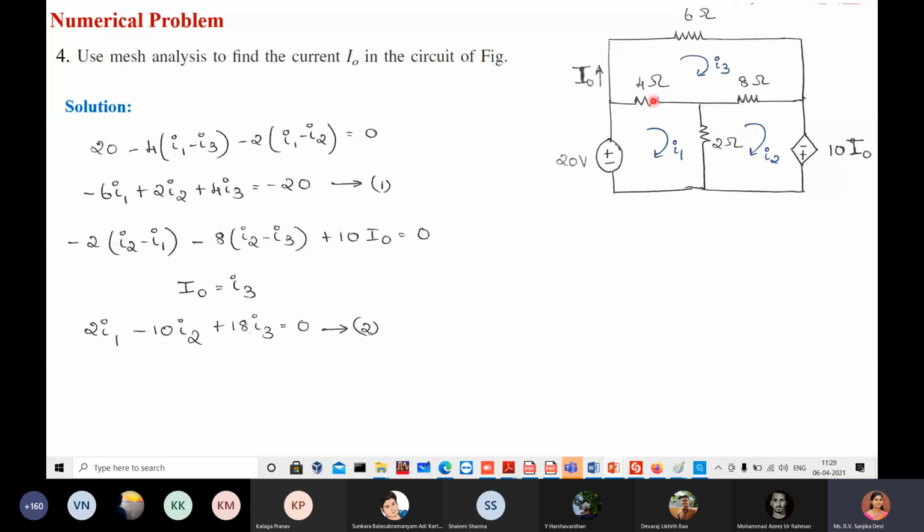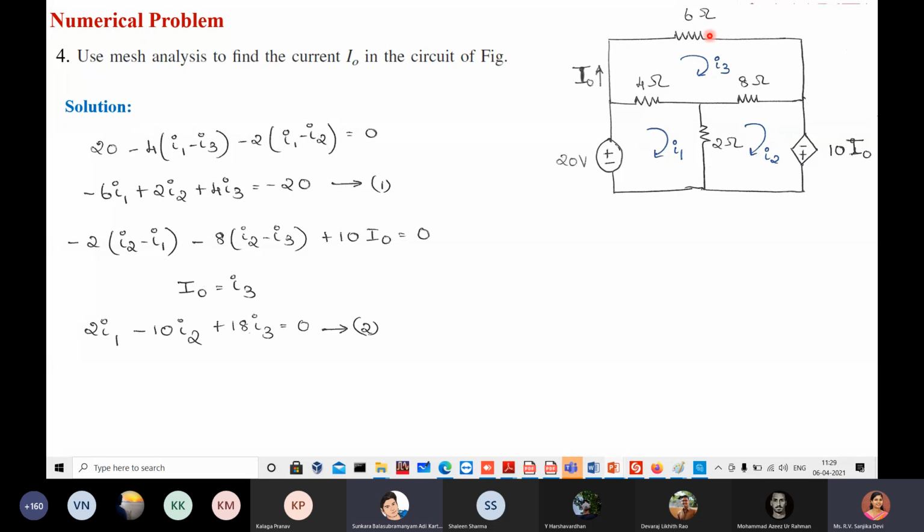But if you see, this I naught is flowing through the 6 ohm. So that is the corresponding branch current of 6 ohm, and that is equal to I3 because 6 ohm is not common between any two loops. Okay. Yes. So directly we can write I naught is equal to I3.